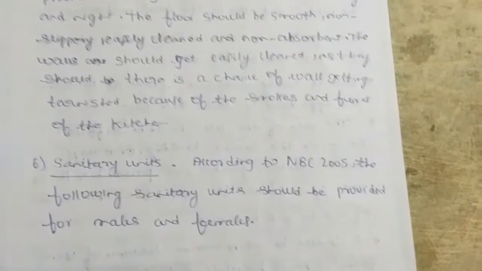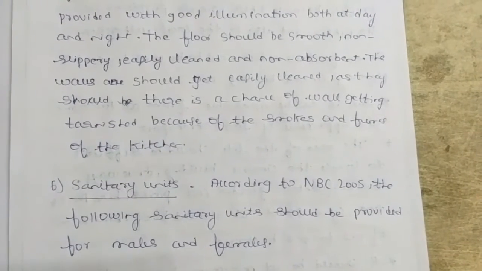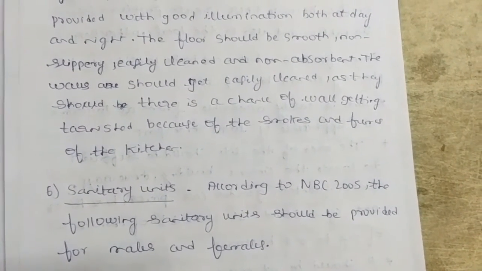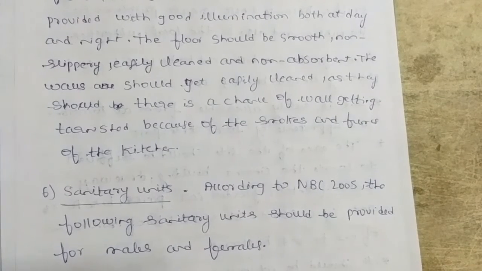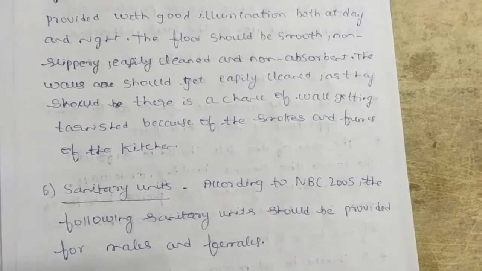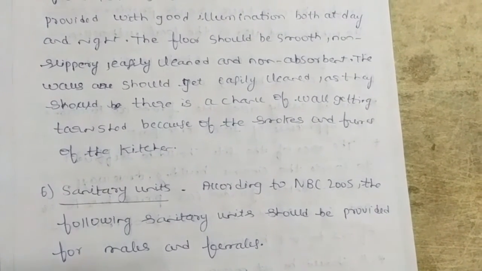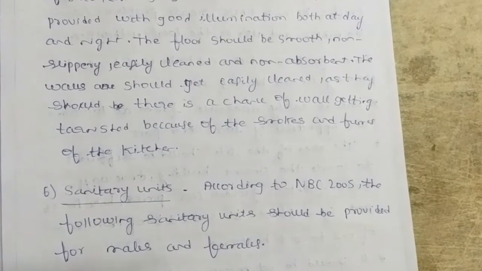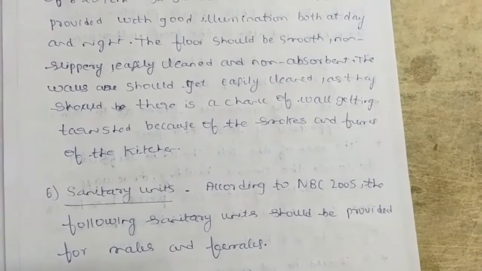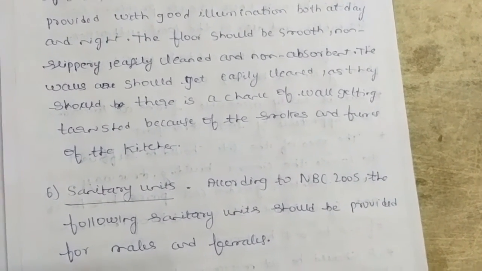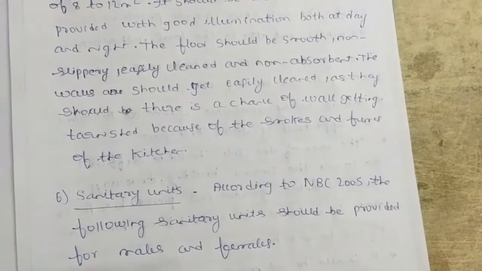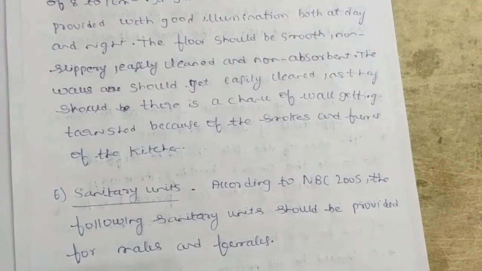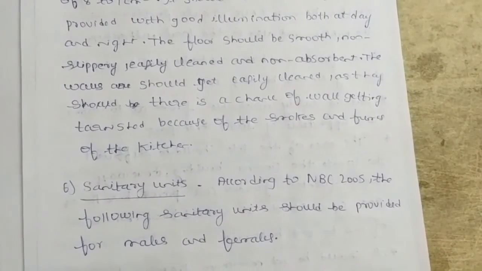So lastly, coming to the sanitary units. Sanitary units means toilets and bathrooms. Toilets and bathrooms can be provided separately, or sometimes the bathroom and toilet are accommodated in one single room if the area is big. It is better if the bathrooms and toilets are separated. This criterion is given in the NBC 2005, that is the National Building Code 2005. So this is all about the hostel building.